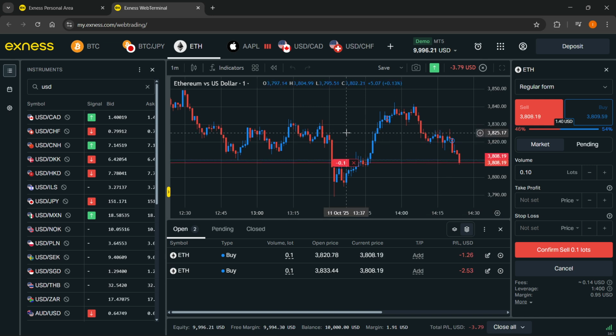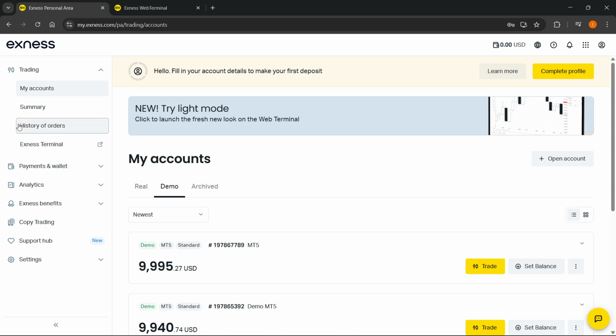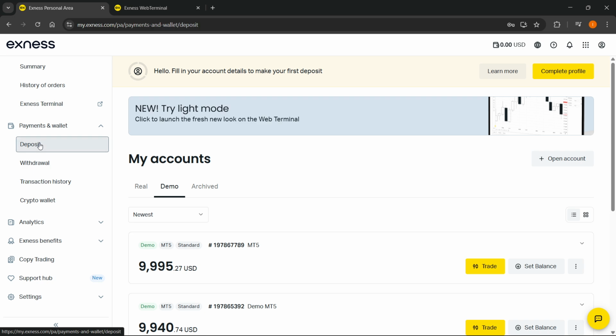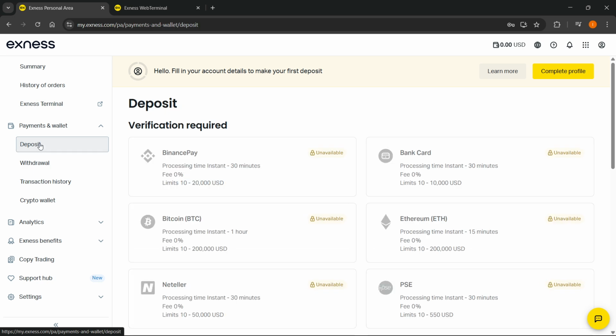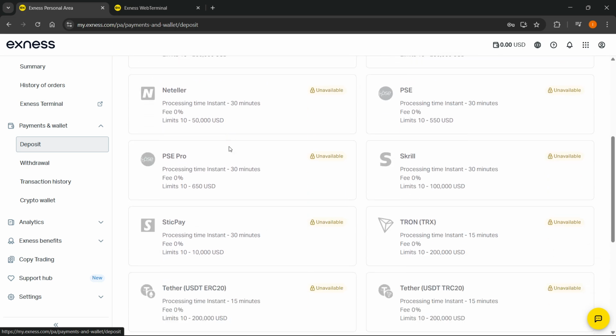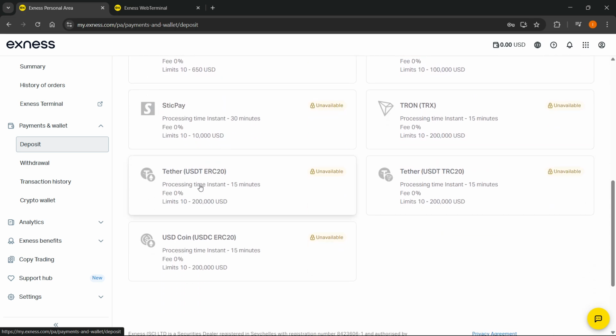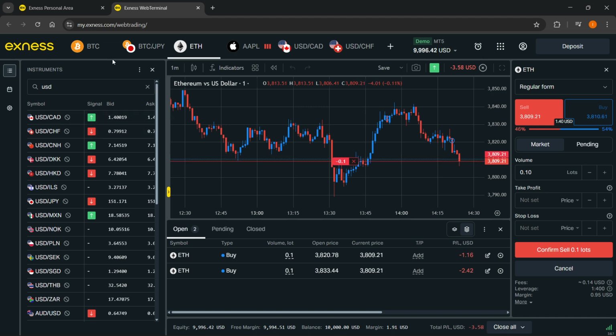You can't physically buy it, as I said, but over here on your personal area, if you go in payments and wallet and you click deposit over here, you'll be able to see that you have some options where you can basically deposit on Tether, which is USDT, or even USDC, USD coin. So that's the closest of you being able to get it. However, you can't physically buy it using Exness. You can just trade it to buy various things.